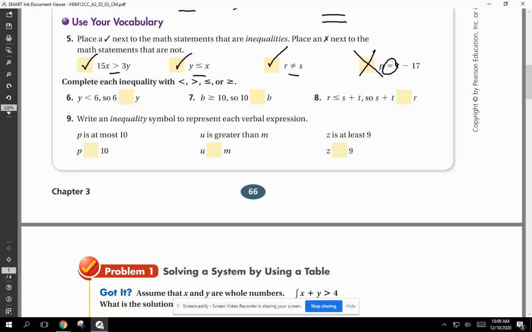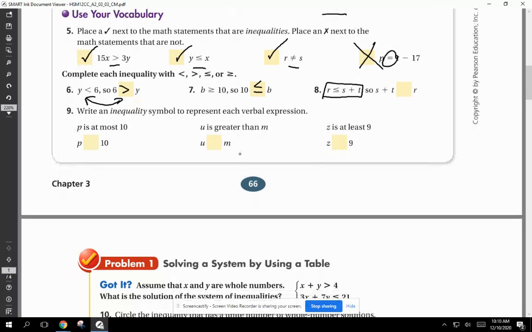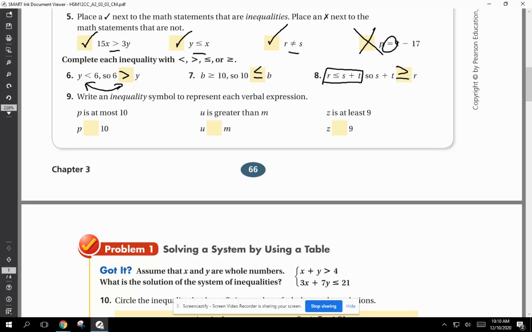Pretty simple right there. Complete each inequality with a less than, greater than, less than or equal to, or greater than or equal to. So this part is going to be y is less than 6. So 6, right, is greater than y. All they did was flip these around. 7, b is greater than 10. So 10 is less than or equal to b. R is less than or equal to s plus t. A lot of letters here, so I need to box them out so I can understand this. So s plus t, right, is greater than or equal to r.